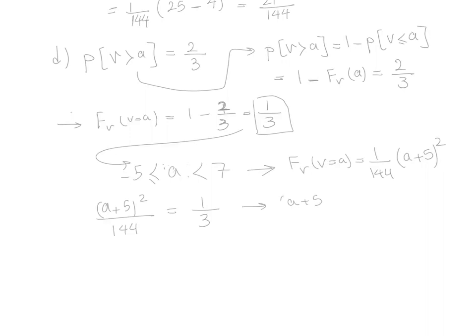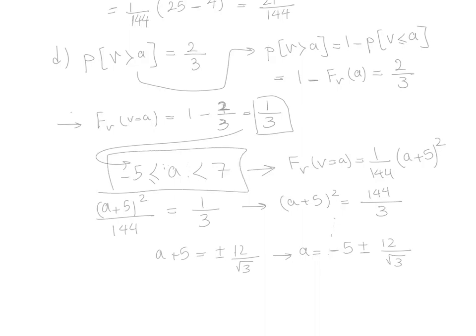So A plus 5 squared is 144/3. And A plus 5 is positive or negative 12 over the square root of 3. So A can be -5 plus or minus 12/3. Since we know that A belongs to this interval, the only possible value for A is -5 plus 12/3. That is equal to 1.928.